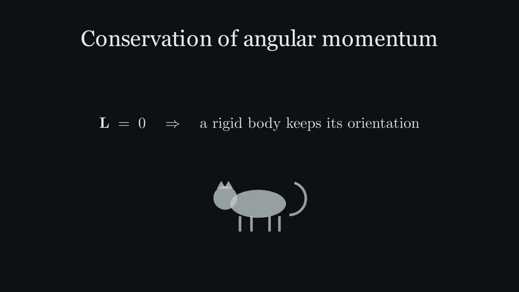Here is the law that seems to be in danger. If a body begins with zero angular momentum and nothing outside it applies a twist, its angular momentum stays zero. For a rigid body, that has a blunt consequence. Start it still, and it stays pointing exactly the same way. A rigid cat could never turn over, but a real cat is not rigid.